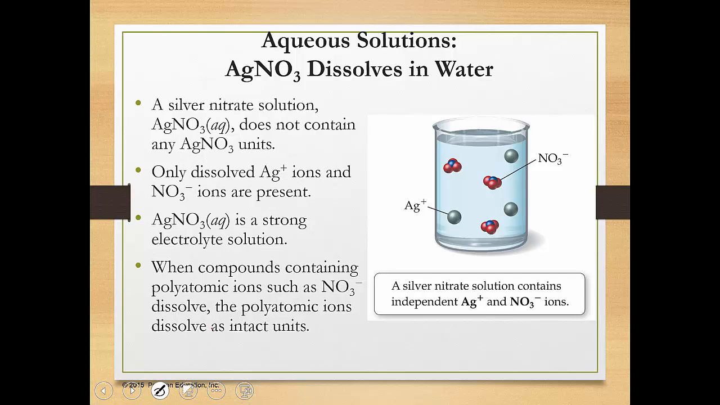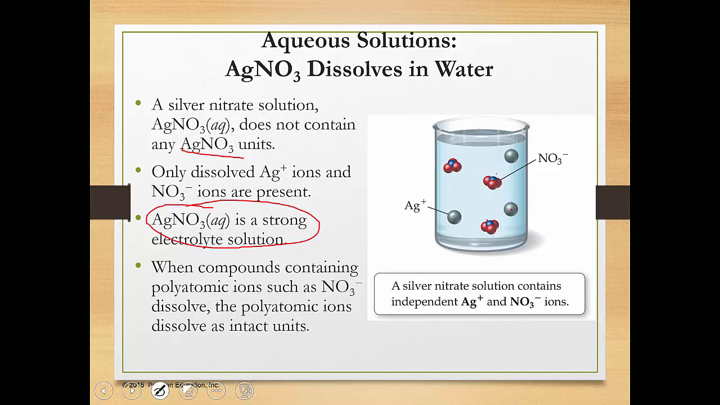Here's an example of another strong electrolyte, silver nitrate. We put that into water. So when silver nitrate is in water, we no longer have silver nitrate units. We don't see silver and nitrate stay together. Instead, they dissociate. So we get silver ions, and then we get the nitrate. These all are going to be able to conduct or carry an electrical charge. So AgNO3 would be a strong electrolyte.